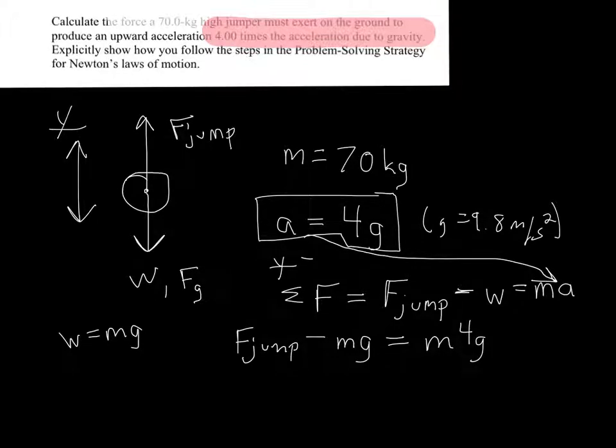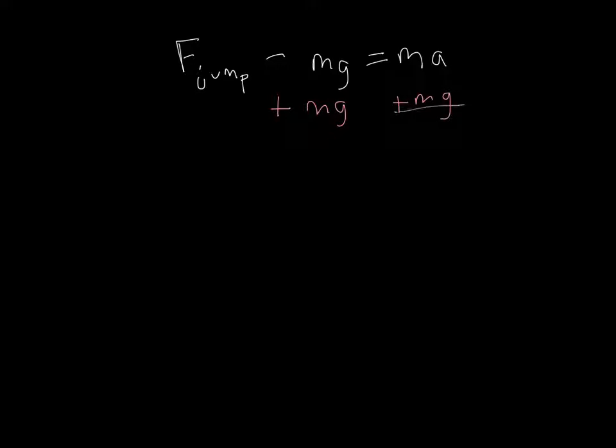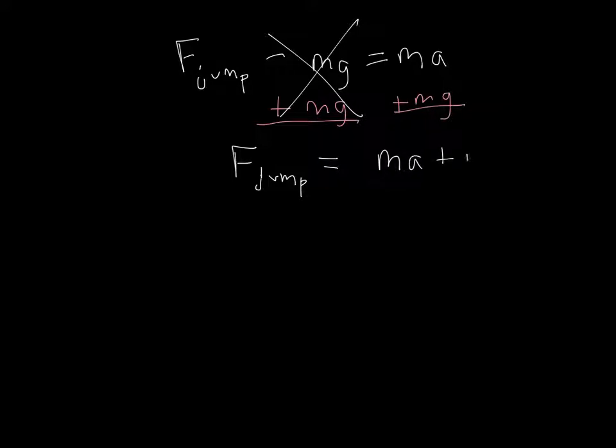So now I want to take this and do some algebra. I have the force of the jump minus mass times gravity equals ma. I want to get the force of the jump by itself, so I'm going to add mg to both sides. In algebra, whenever you're solving an equation, you can do whatever you want to that equation as long as you do it to both sides. That's going to cancel out the mg from the left-hand side, and move it over to the right-hand side. So I end up with F jump is equal to mass times acceleration plus mass times gravity.